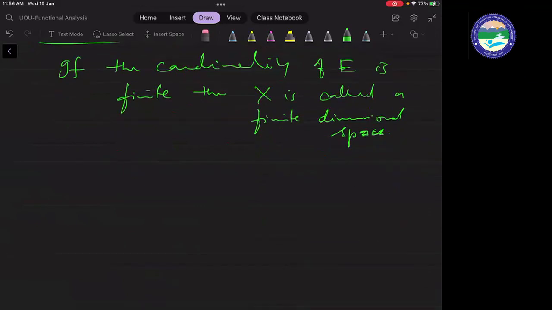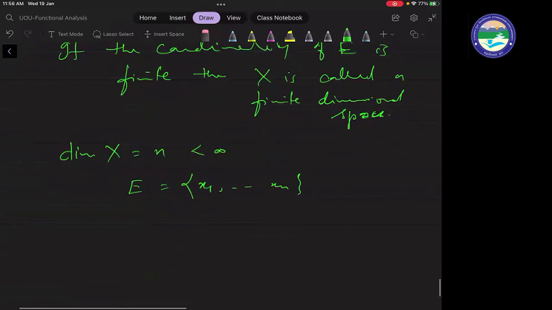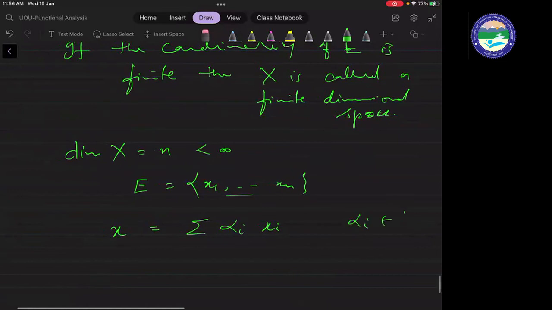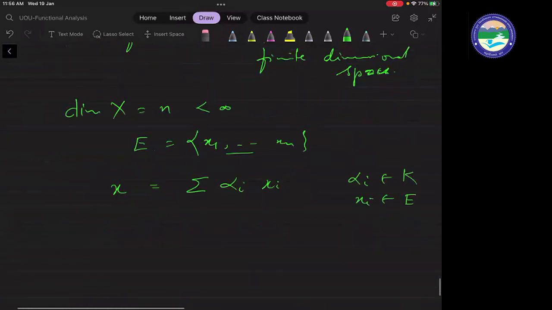So now it is given that the dimension of X is finite. Suppose it is n. So this means we have a basis E, say x1, x2, ..., xn is the basis. This means any vector of X can be written as a linear combination of these vectors from E: x = summation alpha_i x_i, alpha_i from K, x_i from E. And T is a linear operator.